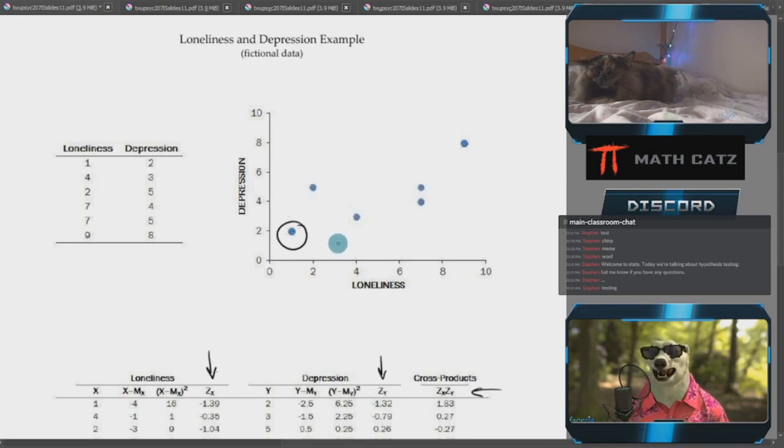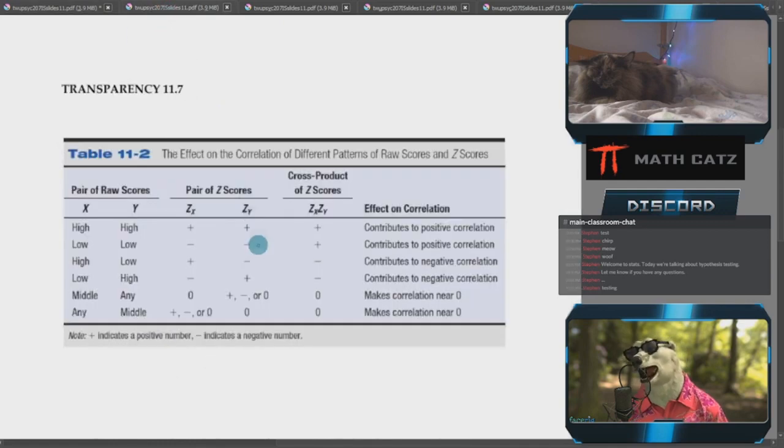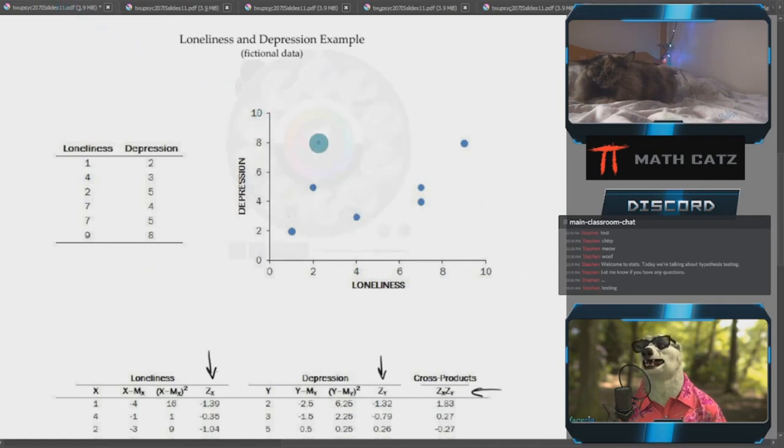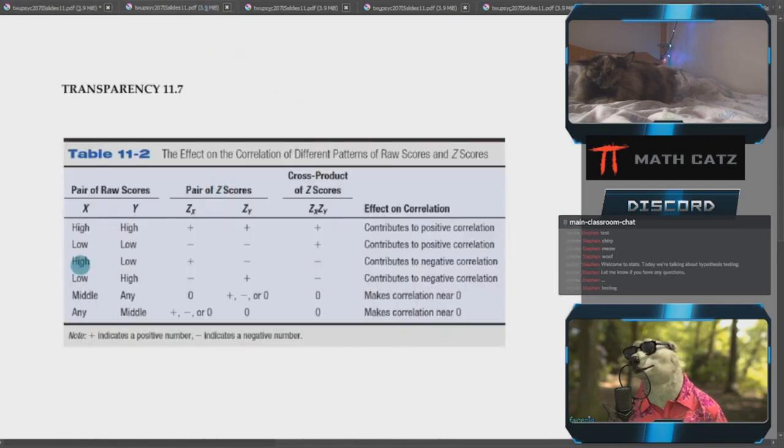Okay, so let me just back that up like that. Whereas if I have the other extreme, like I am black here. Let's make my own dot. Make it a little more extreme. This guy over here is going to have a low x, but a high y z-score. So it's going to be low x, high y. It's over here. So one will be negative, one will be positive. And then when I multiply them together, I'm going to get a negative number.